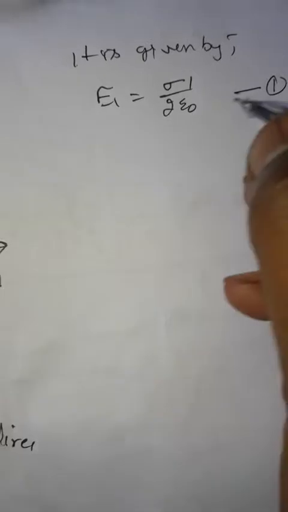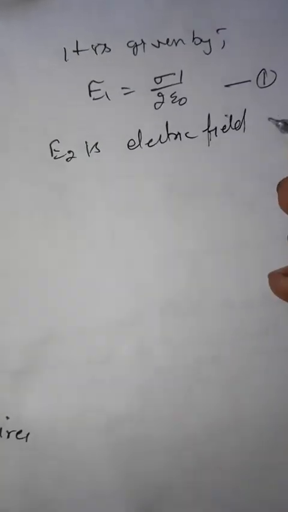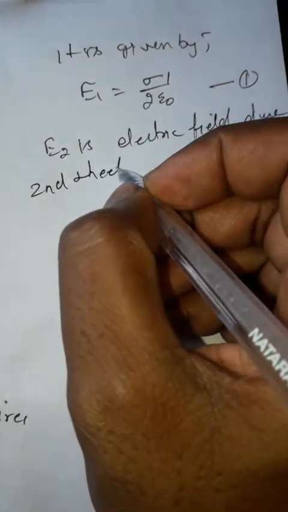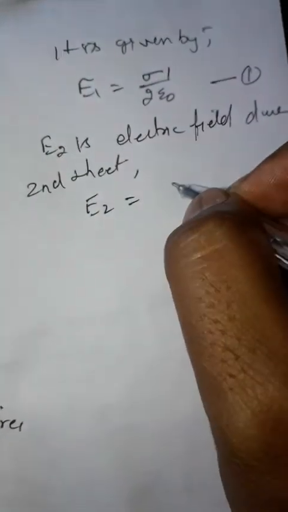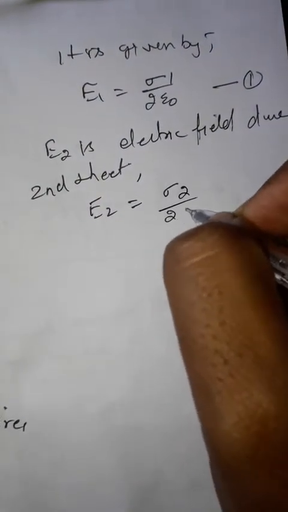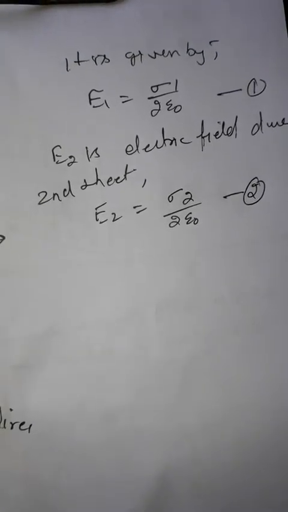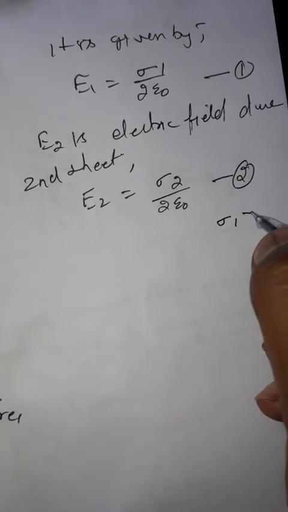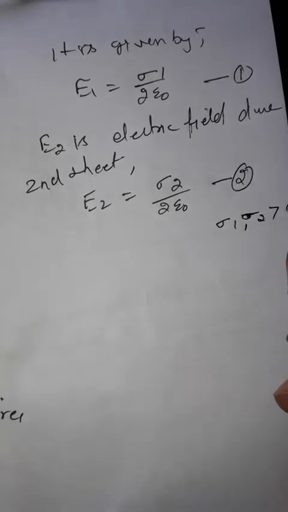Say it is equation second, and let E2 be the electric field intensity due to the second sheet. So it is given by E2, which is equal to sigma 2 by 2 epsilon naught. So it is equation second. Now as both the sheets are charged, we can write here that sigma 1 and sigma 2 must be positive.